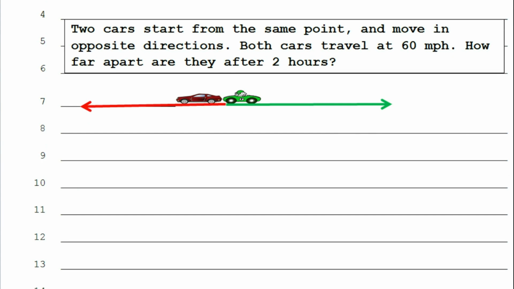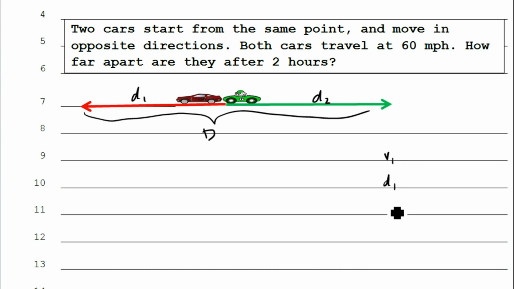The first one: two cars start from the same point and move in opposite directions. Both cars travel at 60 miles per hour. How far apart are they after 2 hours? This is the distance they will be far apart, D. And this is D1 and D2. And what are we given?